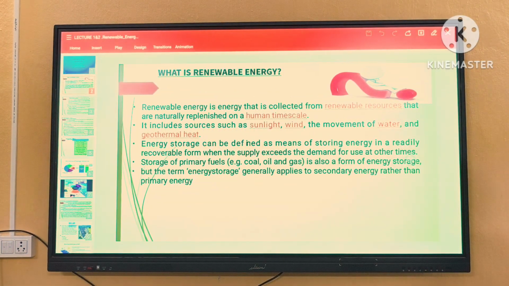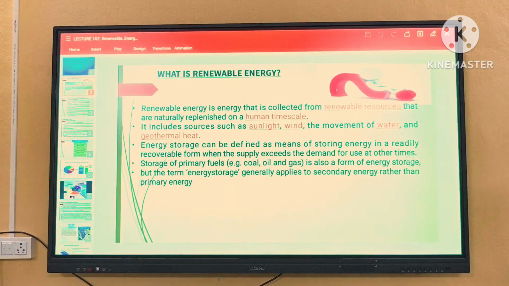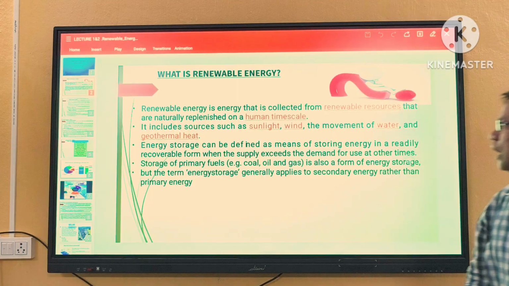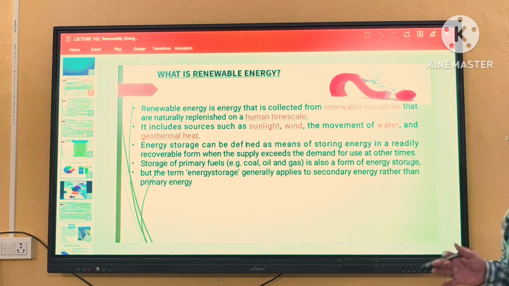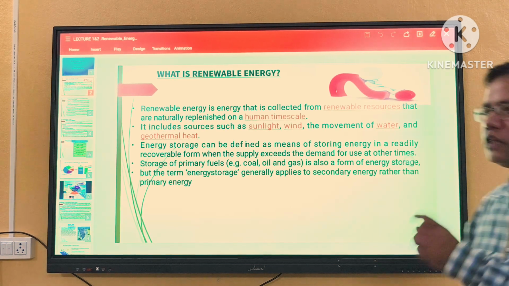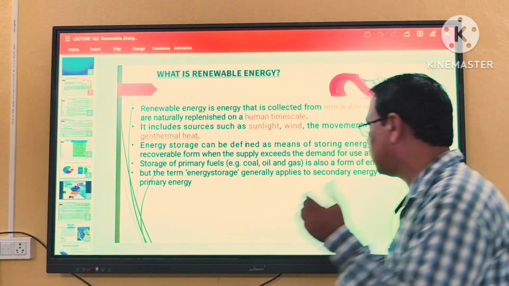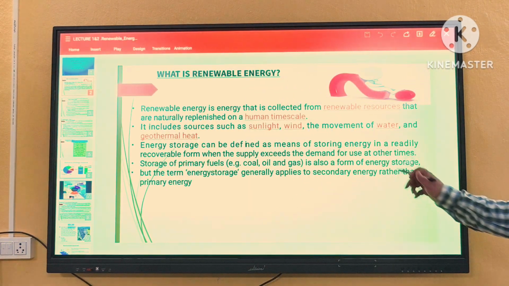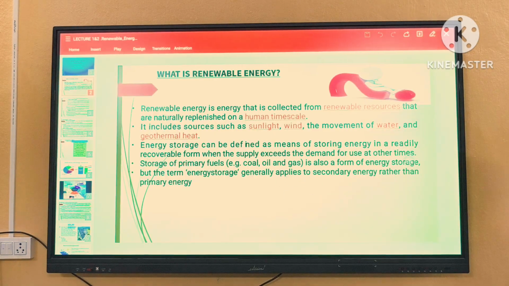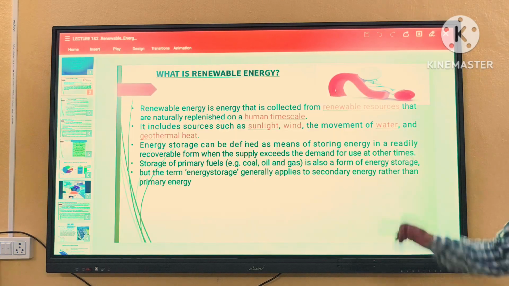Renewable energy is the energy that is collected from renewable energy sources that are replenished on a human time cycle. That means it can be used on the human time cycle, and it includes the sources of sunlight, wind, the movement of water, and geothermal heat. That means we are getting renewable energy from sunlight, wind, the flow of water, and also geothermal.